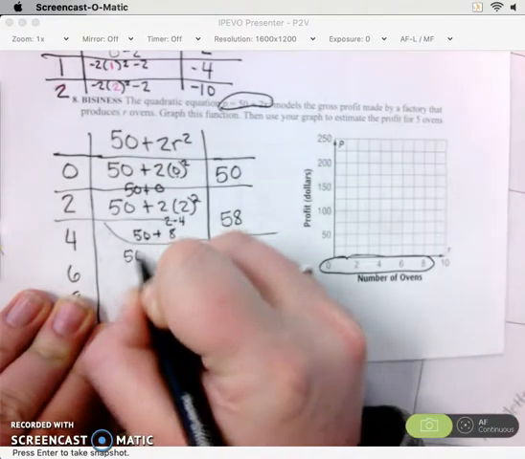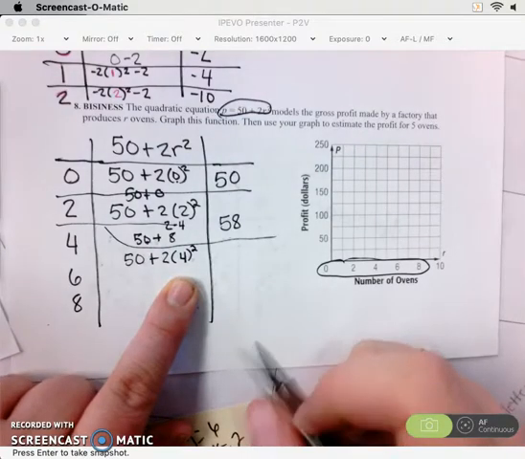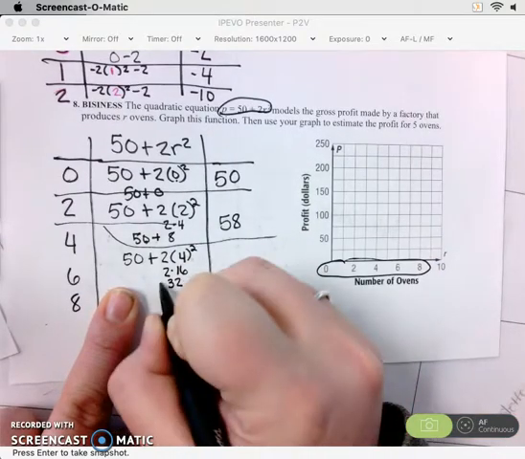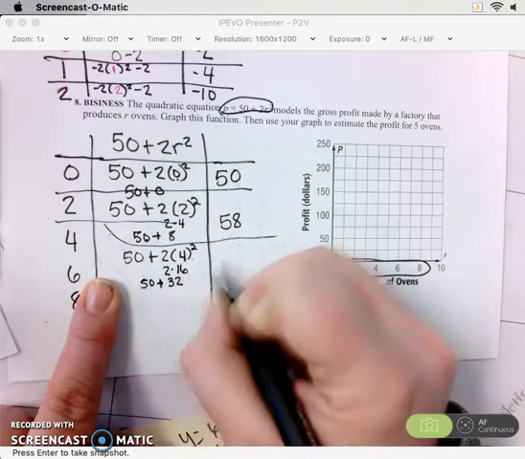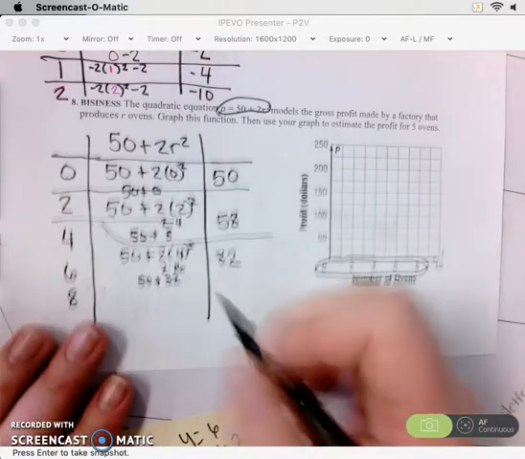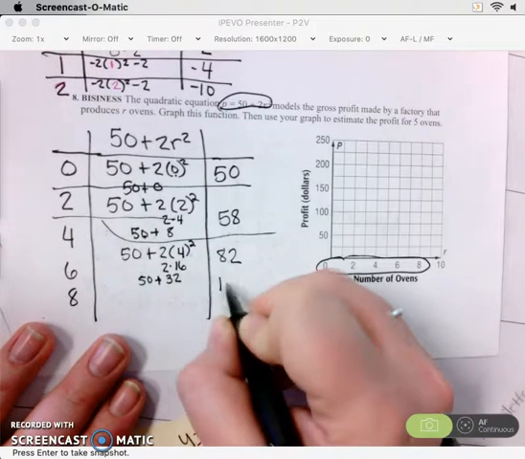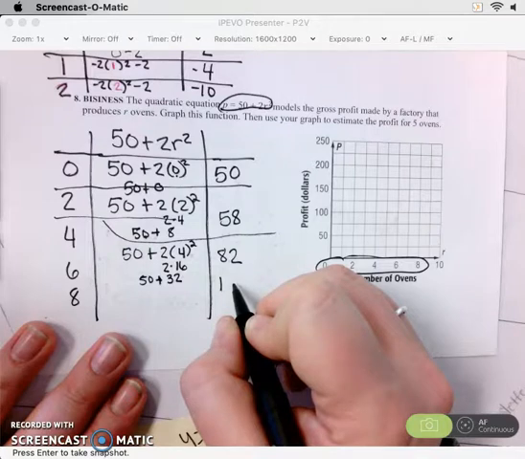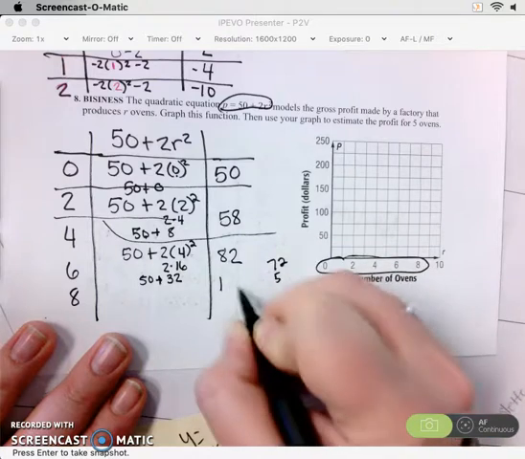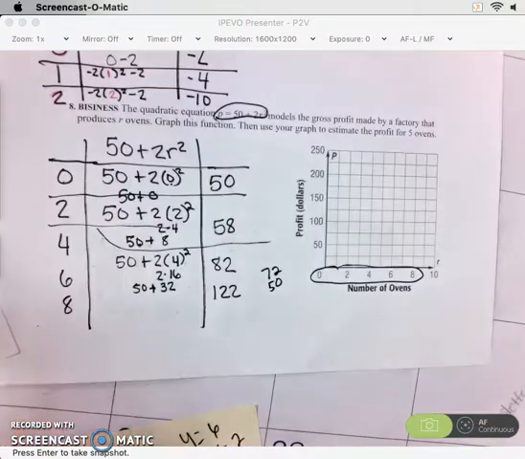Okay, 50 plus 2 times 4 squared. So what's 4 squared, or 4 times 4? 16. What's 16 times 2? 32. And then I have to add the 50, which is 82. Okay, so I'm going to jump ahead here. 6 squared is 36, times 2 is 72, plus 50 is 122.